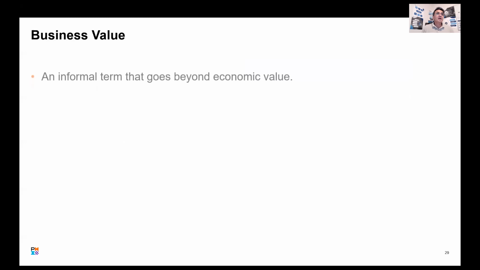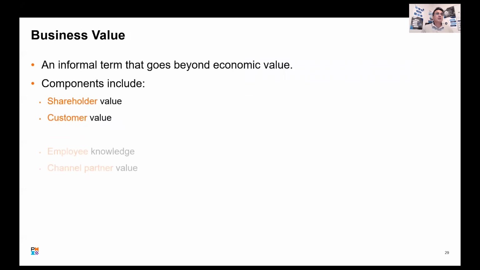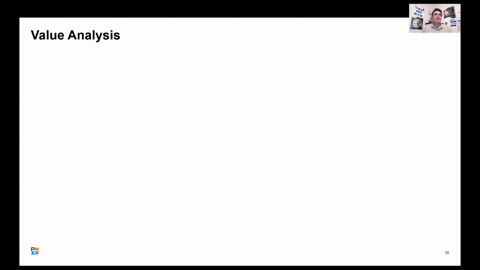I'll explain business value. There are different types of business value. I mentioned, you're looking at customer value, shareholder, channel partner, employee knowledge. There could be a lot of values you can associate with the project that can bring in. It is beyond the economic values. It is beyond the tangible benefit.